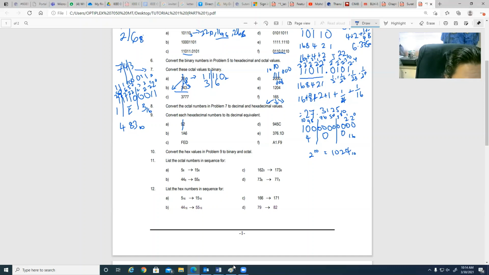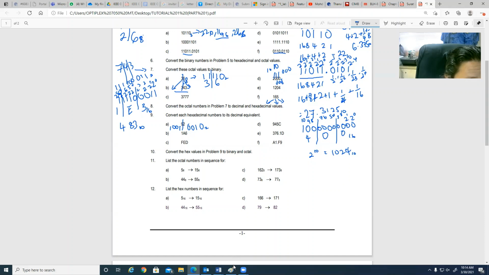2. That means 0 0 0 and then 9: 1 0 0 1. Okay, 4 8 plus 9. Okay, so this is the binary, right?